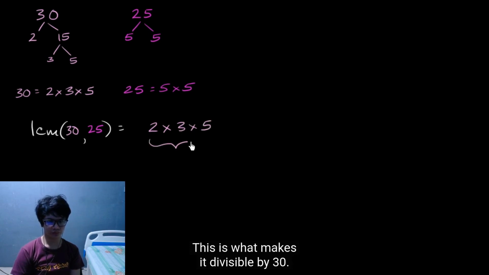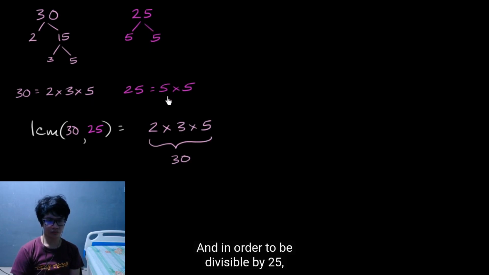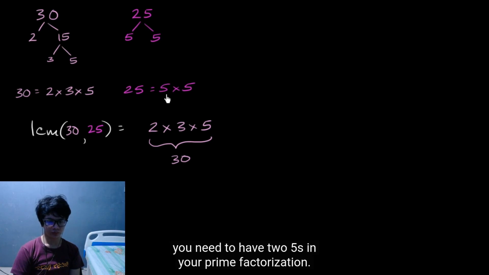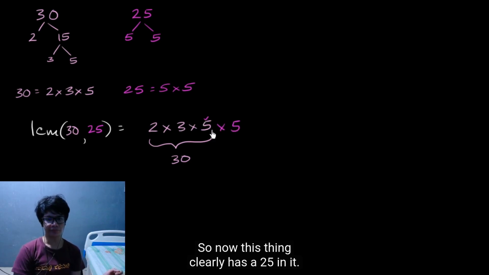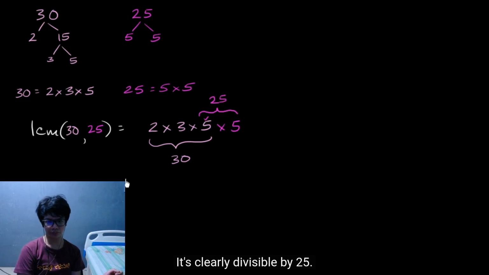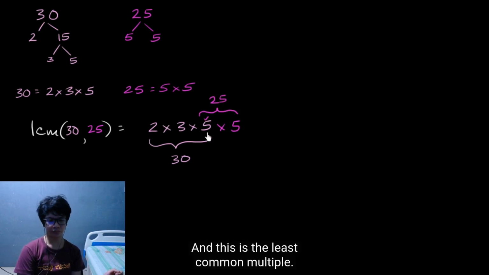This is what makes it divisible by 30. But it needs to also be divisible by 25. And in order to be divisible by 25, you need to have 2 5s in your prime factorization. Right now, our prime factorization only has 1 5. So we have 1 5 right over here. We need another 5. So let's throw another 5 right over here. So now this thing clearly has a 25 in it. It's clearly divisible by 25. And this is the least common multiple.